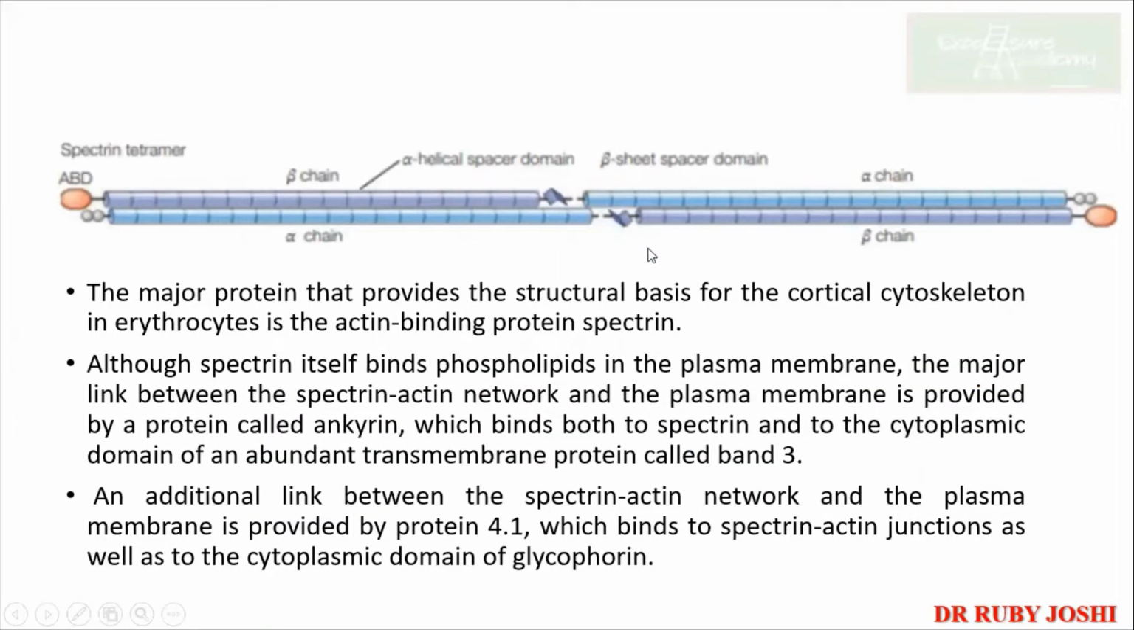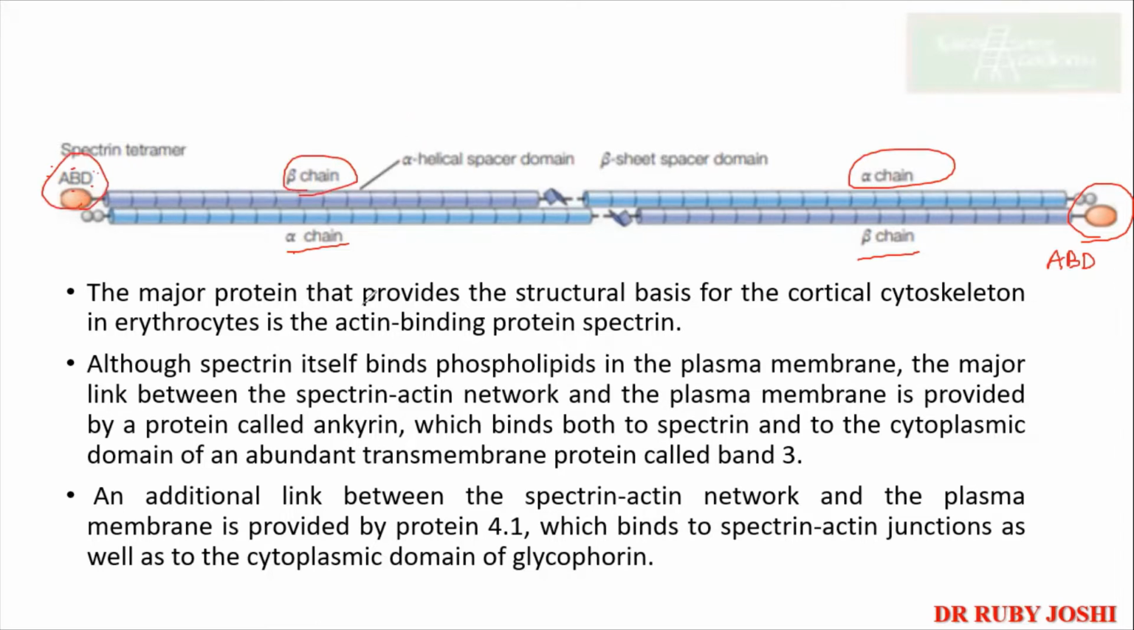Now, this is the structure of spectrin. So spectrin is a tetramer. Now it has got alpha chain and the beta chain. What is ABD? ABD is your actin binding domain. Now you can see that it's a tetramer and how it is formed: alpha chain plus beta chain, and to the beta chain you have got the ABD. Similarly on the other side, alpha chain, beta chain, and ABD is present. So it's a tetramer.